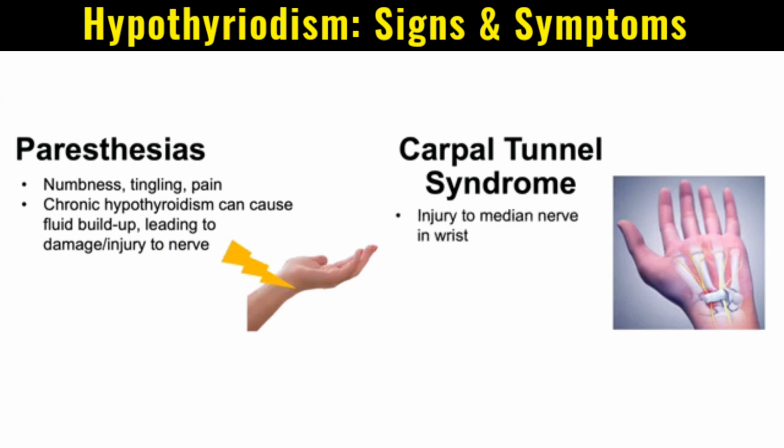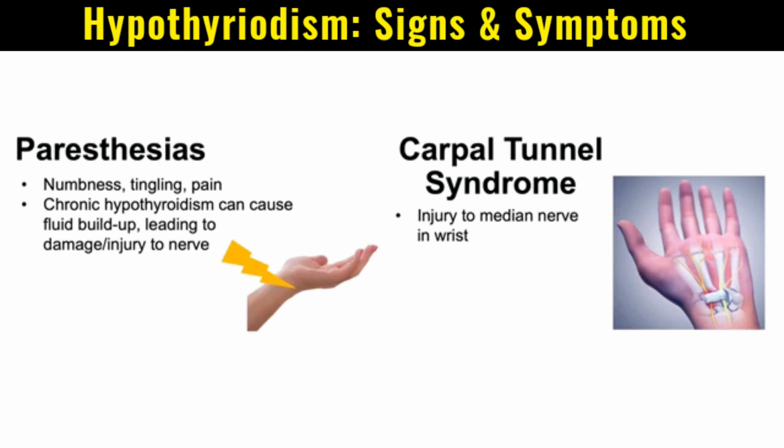And this is due to compression or injury to the median nerve in the wrist. And we see numbness and tingling sensations in particular parts of the hand. So we can see numbness and tingling sensation in the thumb, the index finger, middle finger, and half of the ring finger. So half of the ring finger facing the middle finger. And then the other half of the ring finger and the pinky are spared. So that is the classic pattern to carpal tunnel syndrome.